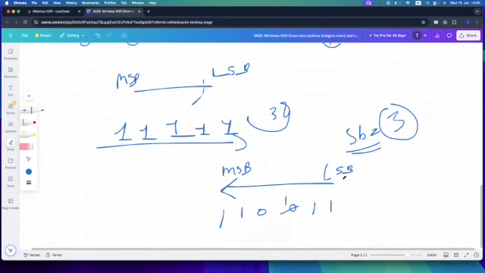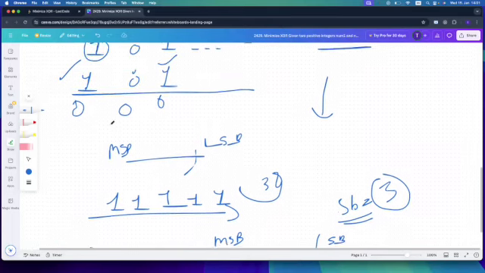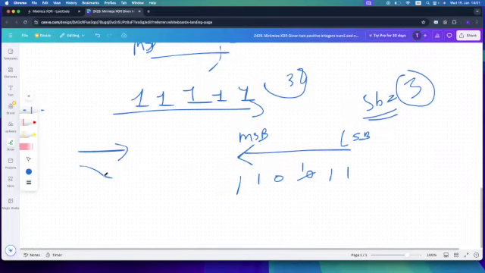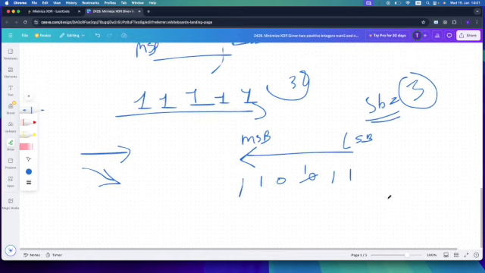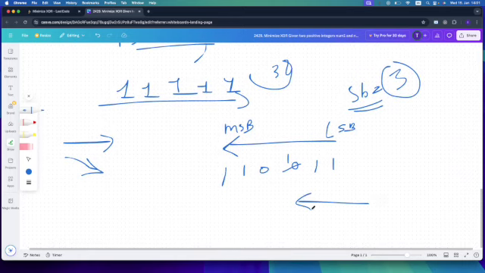Why am I iterating from LSB to MSB? Because iterating from LSB to MSB will start increasing my number from, let's say, 1 to 2 to the power something. But if I iterate from MSB to LSB, it will start decreasing my number. Since in the first case I want a decrement, I iterated from MSB, and now I want to increase my number, so I am iterating from LSB to MSB. This is just the main logic for this question.